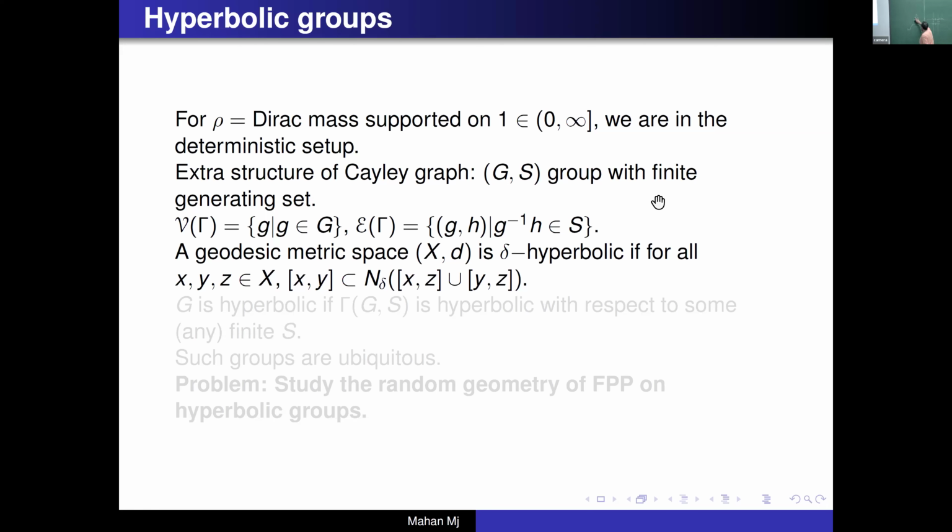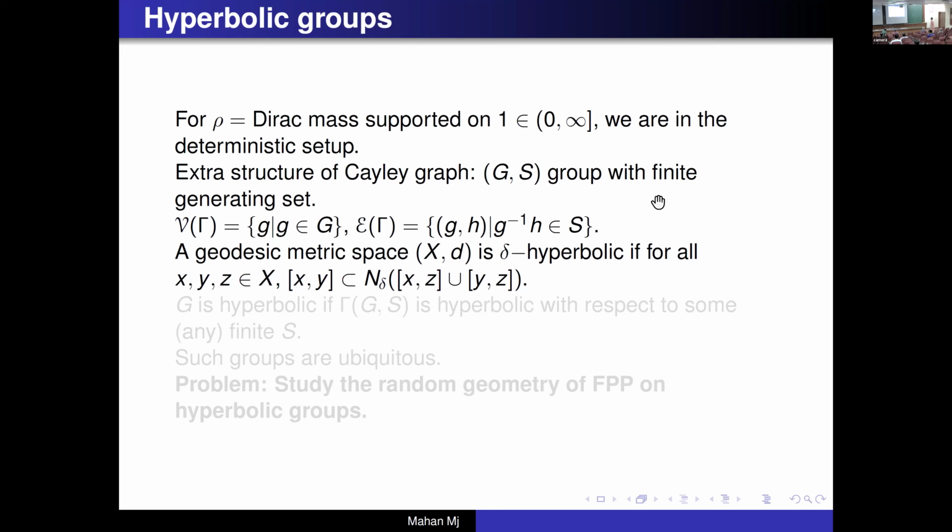So you have this A, B, C. Triangles basically look like this. Then you take a delta neighborhood of one side, the union of the delta neighborhoods, where the distance is delta. Think of a delta-thick sausage or banana around two of these edges. It contains the other side in its interior.